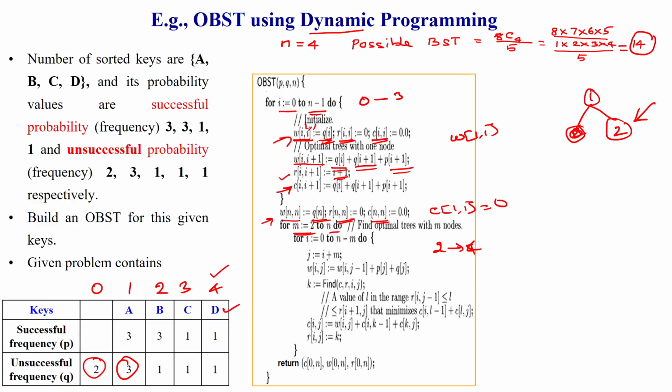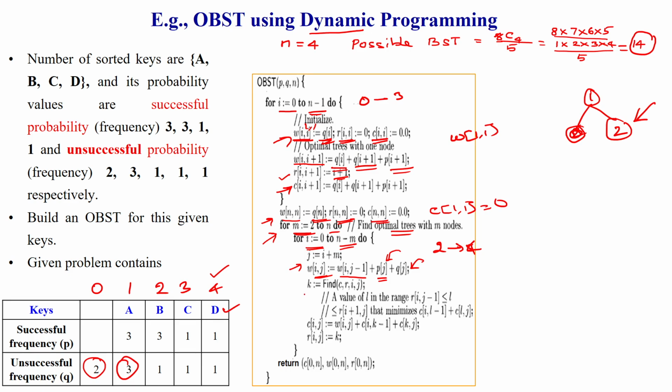So we have to do that for constructing the optimal trees with m number of nodes. Then here we are starting the inner for loop. This is actually where we construct the number of columns. So this is the number of rows, this is the number of columns, right? Then we will calculate the j value here. j is the column, right? Then the weight is given by w of i comma j is w of i comma j minus 1 plus the successful frequency of the respective j value, and the unsuccessful frequency of the respective q value.